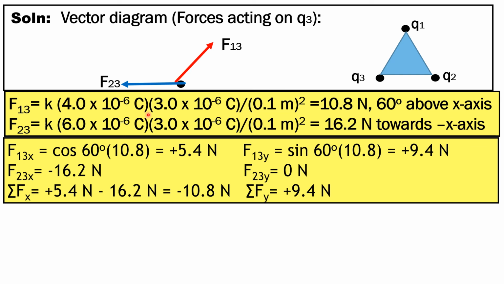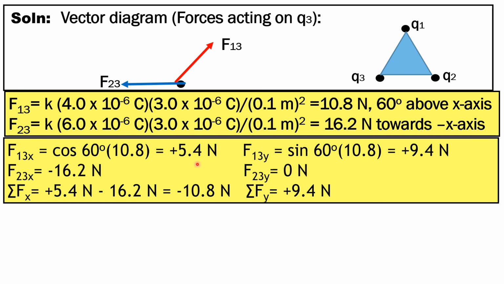Now, for the second force, F23, since it's already directed to the left, or to the negative x-axis, we say that its x component is just equal to that given F23 value, which is 16.2 newtons. But we just emphasize that it is directed to the left, hence the negative sign here. It has no vertical component. F23 sub y is equal to 0 newtons.